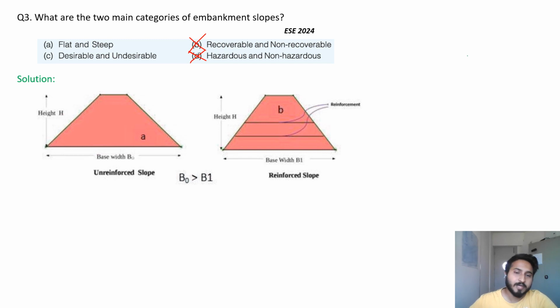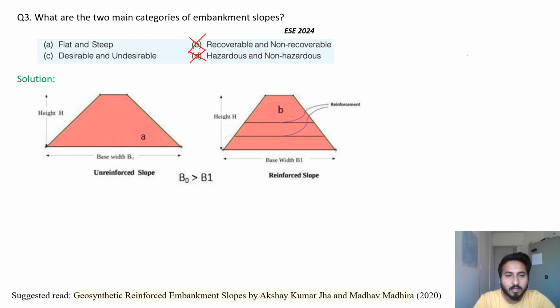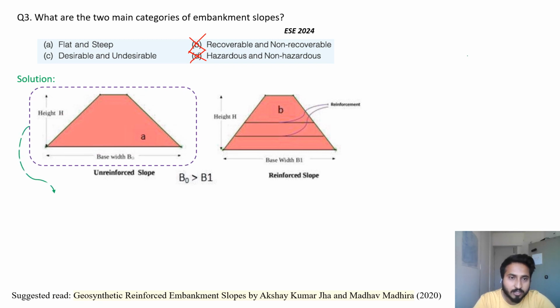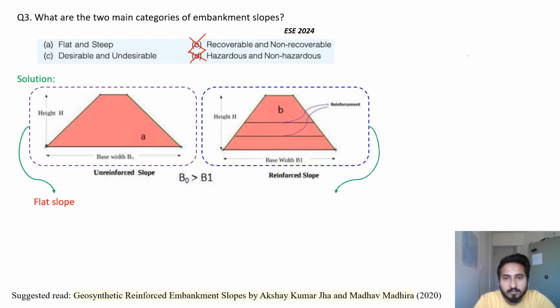This is the image that is there in the paper written by A.K. Jha and Madhav Madhura. I'll give the link of this paper. You can go through it. In this, what is this diagram saying? The first image is an unreinforced slope, and the second one is the reinforced slope. If we just look at the image, this is a very flat one, and this is a steep one. That's the way we categorize embankment slopes. So this is the flat slope, and this one is the steep slope.